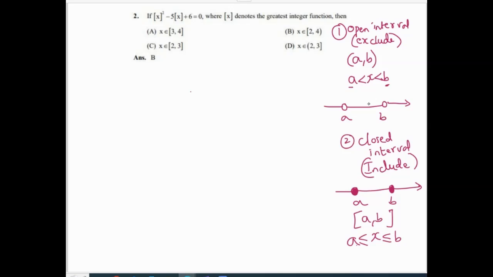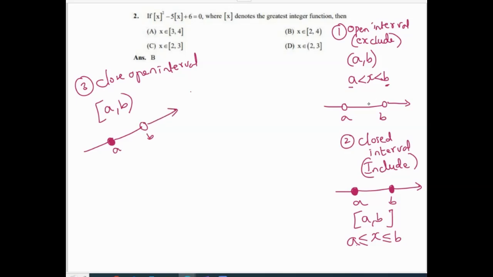Then the third type of interval is the closed open interval. Closed open means it will be closed for a and open for b. That means the value of a will be included and b will be open. So it is represented as x greater than or equal to a and less than b, which means a will be included and b will be excluded.